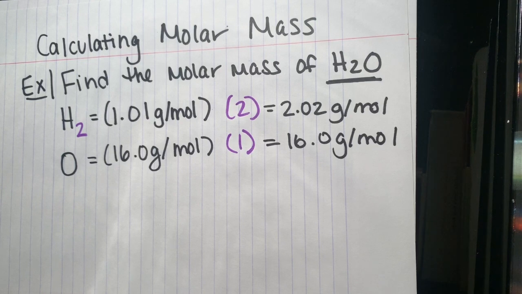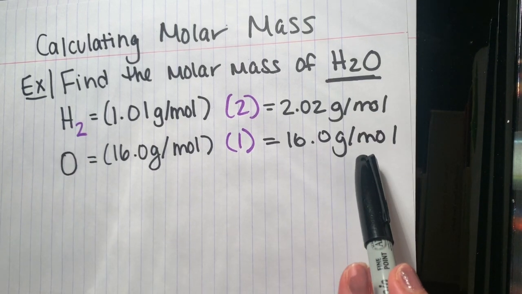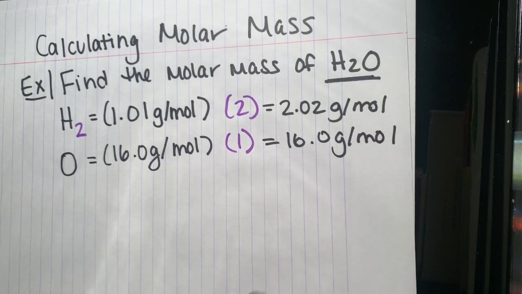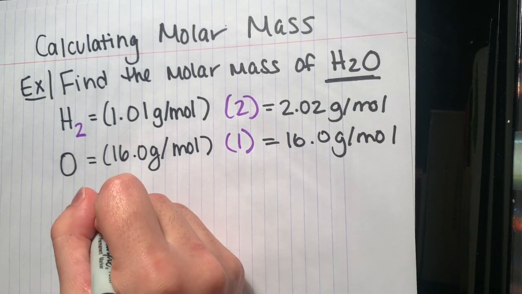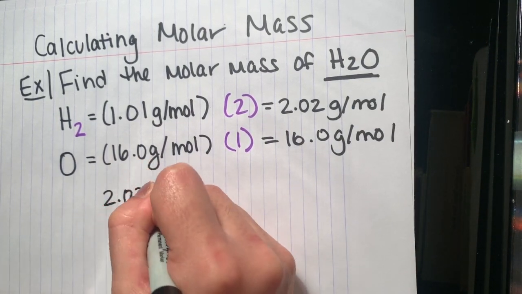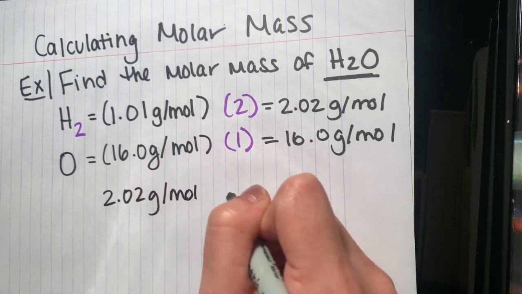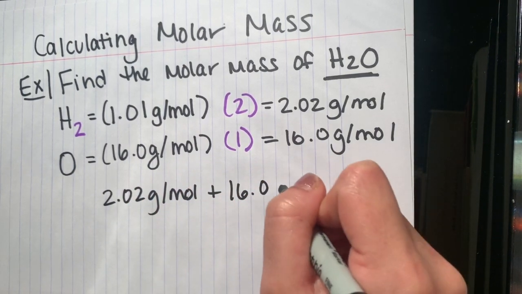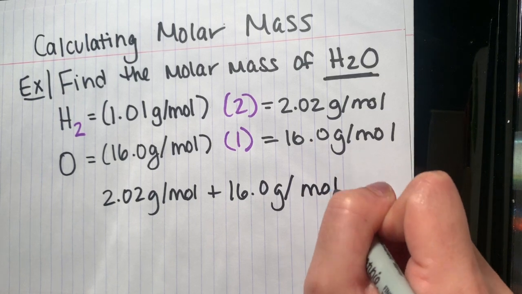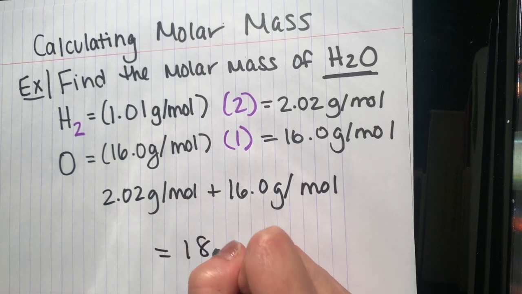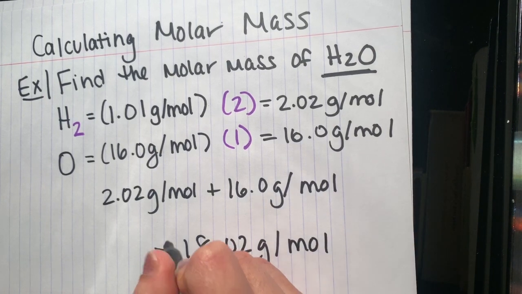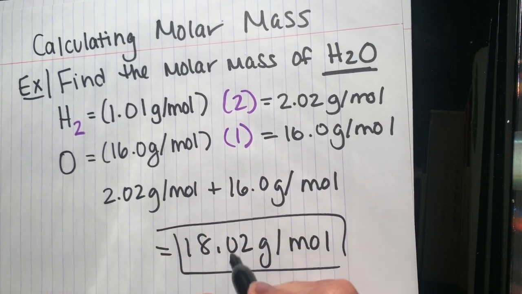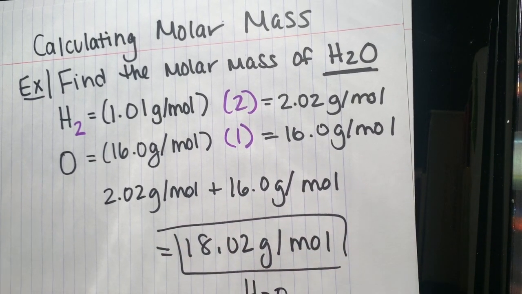Okay, so that's how many grams of hydrogen I have and how many grams of oxygen I have, but I need the total grams of my compound. So the last step is to just add those two numbers together. And when you add them together, you get 18.02 grams per mole. Okay, so that's the molar mass for water.